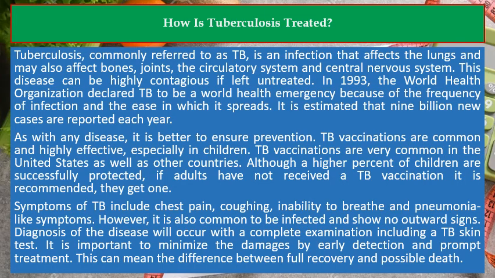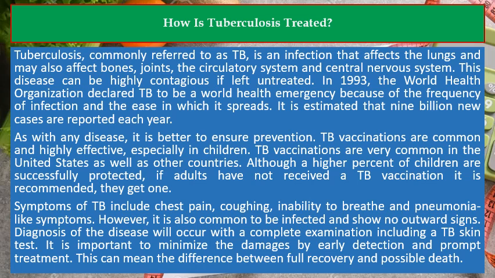Tuberculosis, commonly referred to as TB, is an infection that affects the lungs and may also affect bones, joints, the circulatory system and central nervous system. This disease can be highly contagious if left untreated. In 1993, the World Health Organization declared TB to be a World Health Emergency because of the frequency of infection and the ease in which it spreads. It is estimated that 9 billion new cases are reported each year.